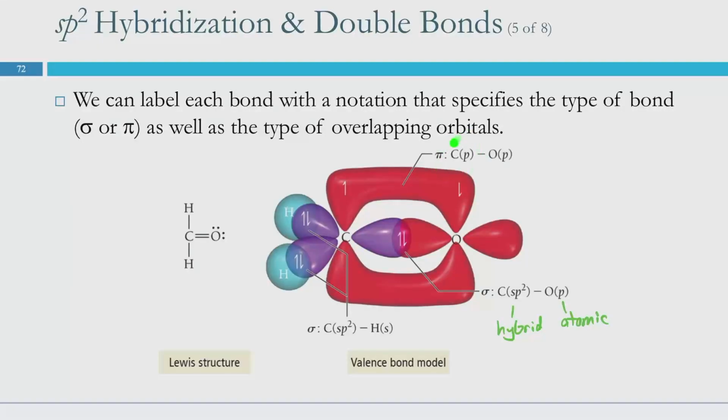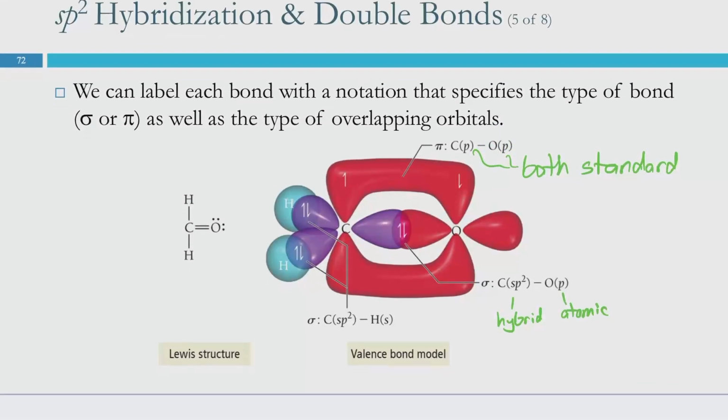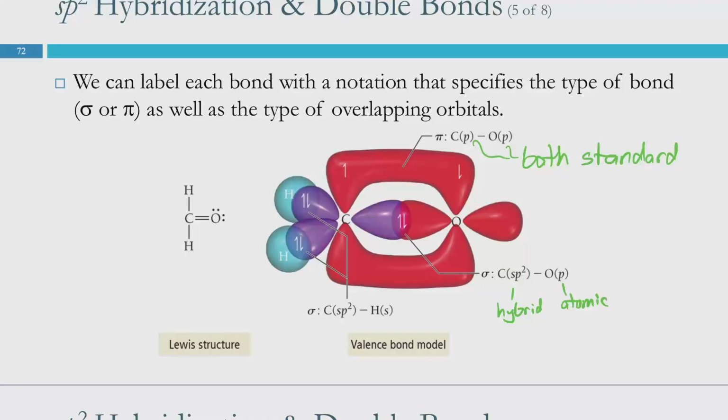Our carbon also has that unhybridized p orbital that's overlapping with the p orbital, also unhybridized, of our oxygen. So sigma is straight on, direct overlap; pi bonds, parallel overlap, side to side.